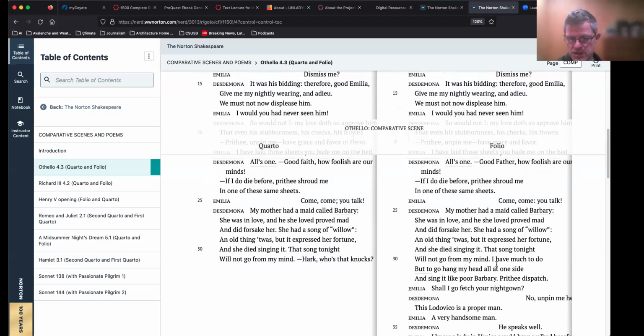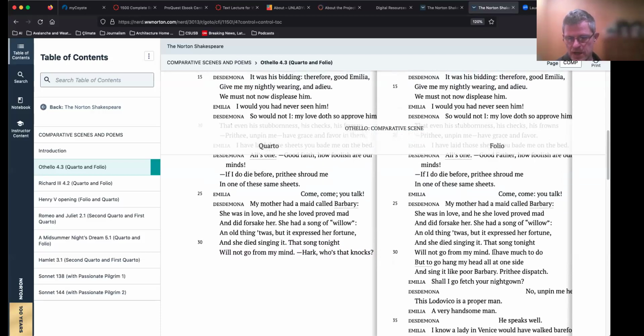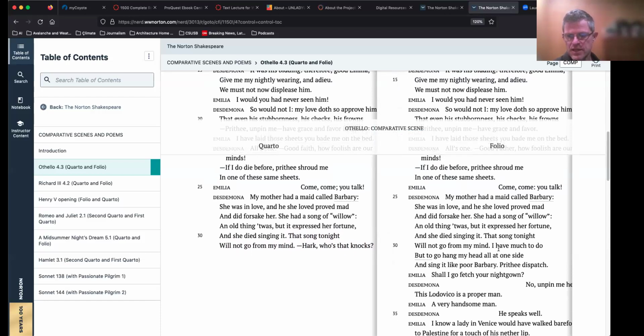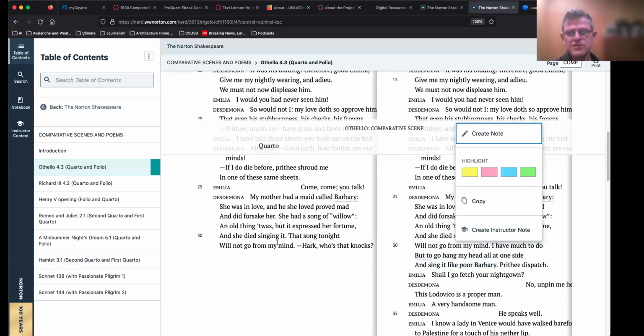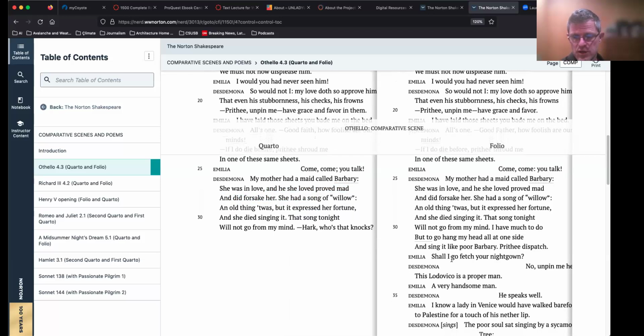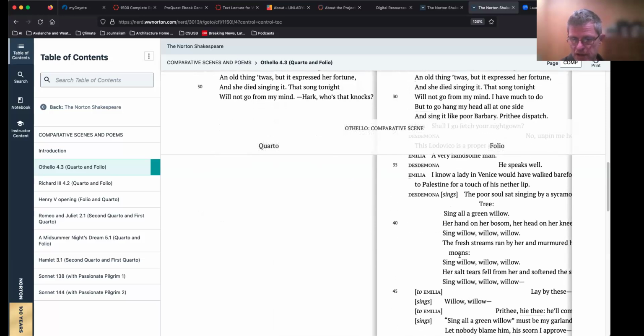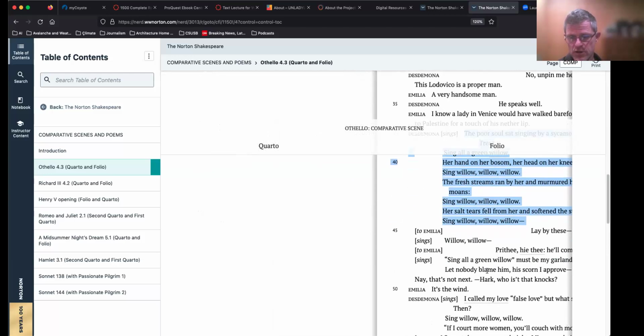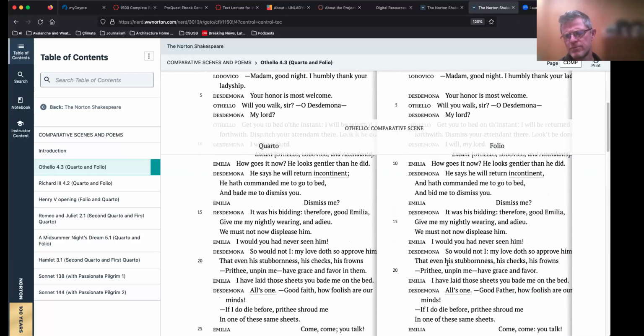In the folio edition, she mentions the song, and instead of being interrupted by a knock on the door, she says, "I have much to do, but to go hang my head all at one side and sing it like poor Barbary." So here Shakespeare has her go on to say, not just to mention the song, that even though she has much to do, she's going to go and sing this sad song about loving someone who turned out to be crazy and who forsook her, which is just what is happening to Desdemona herself. And then there's a whole ongoing dialogue, and then she's singing. She actually sings Willow. So none of this is in the quarto. So this is quite a big difference, right?